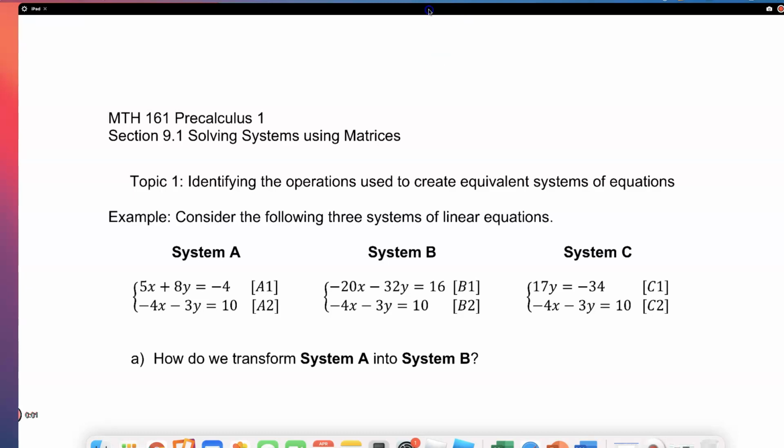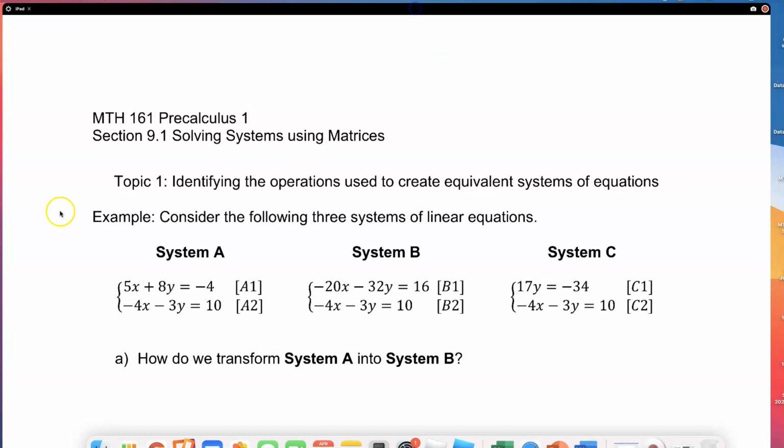This video is for Math 161 Pre-Calculus. We're looking at Chapter 9. 9.1 is solving systems using matrices, but this one topic in Alex is not really using matrices just yet. But we're looking at what operations we are doing to go from one system to another.